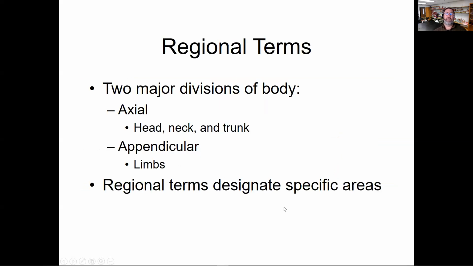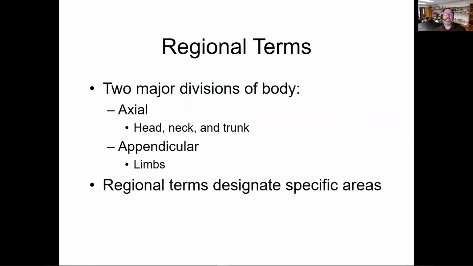So within this then, two major divisions of the body, axial and appendicular. So axial includes the skull, the vertebra, the ribs, sternum, and the sacrum. Everything else that's attached onto those items is going to be appendicular.